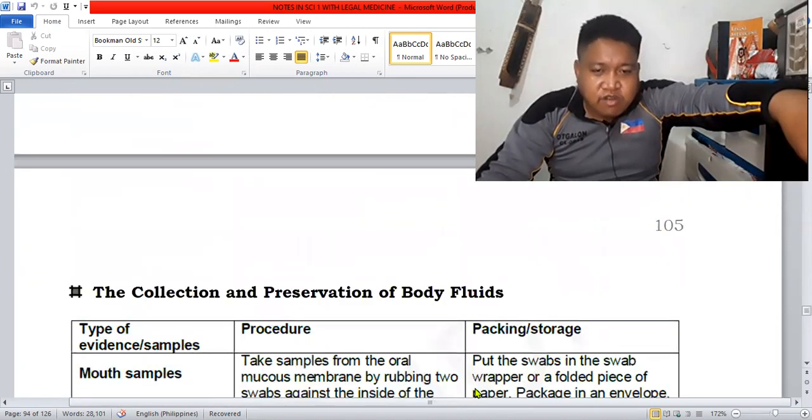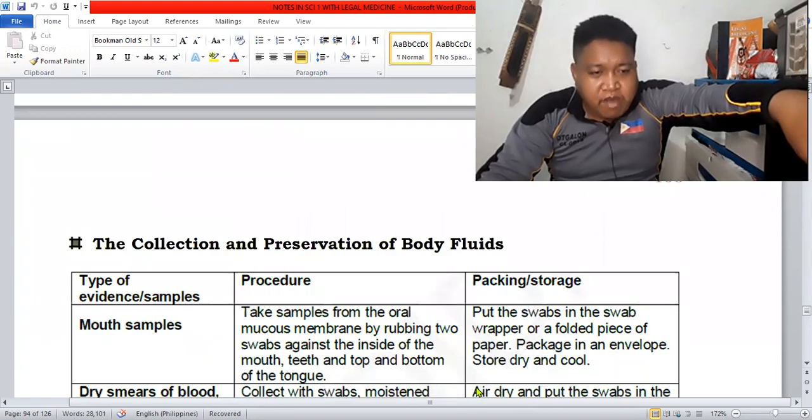Collection and preservation of body fluids. Any other body fluids not mentioned. Mouth samples. Yan. Mouth samples. Take samples from oral mucous membrane by rubbing 2 swabs against the inside of the mouth. Yan.